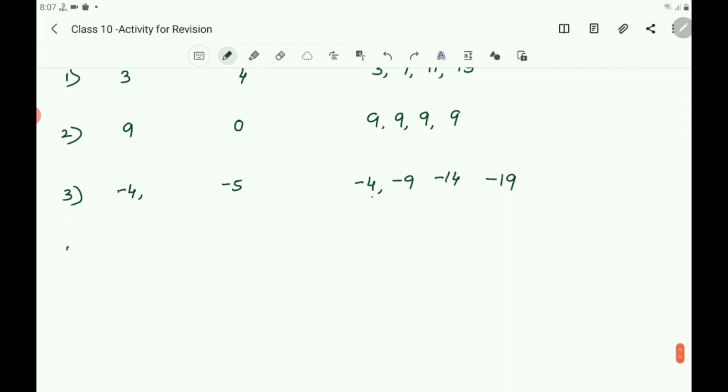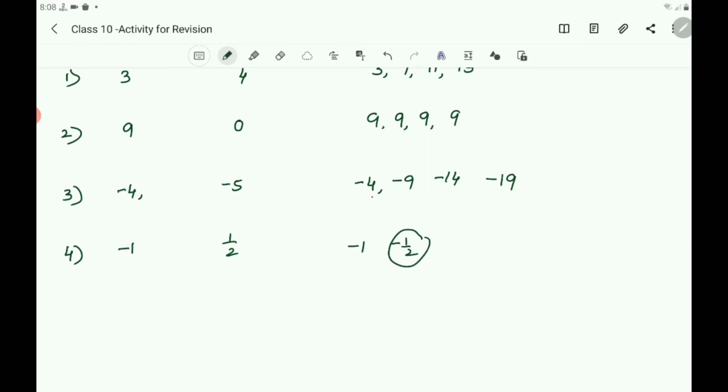Next the fourth one. Minus 1, 1 by 2. Here D is 1 by 2, A is minus 1. Then write the first term, minus 1. Then to get the second term, here the sum of minus 1 and plus half. So that is nothing but minus 1 plus 1 by 2. You will get the LCM as 2, that is minus 2 plus 1, you will get minus 1 by 2. So minus 1 plus 1 by 2 is minus 1 by 2.